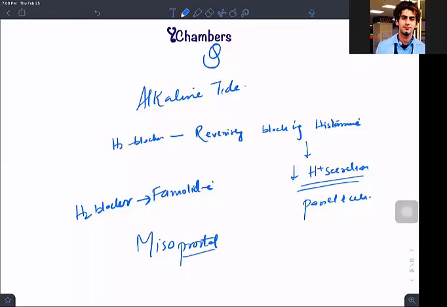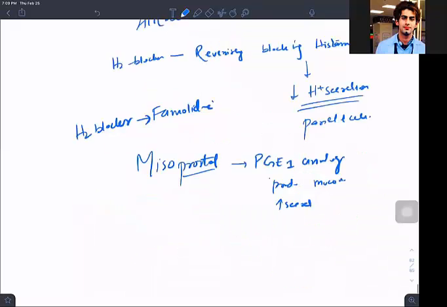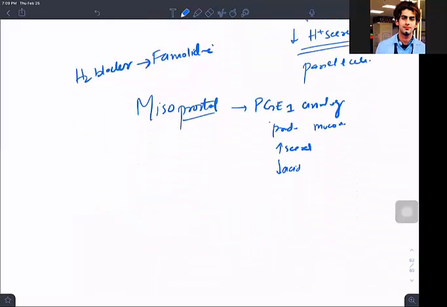Misoprostol. Misoprostol is basically a prostaglandin E1 analog. That means it will increase the production of gastric mucus and also its secretion. It will increase both the production and secretion. Okay, that means acid production will decrease.